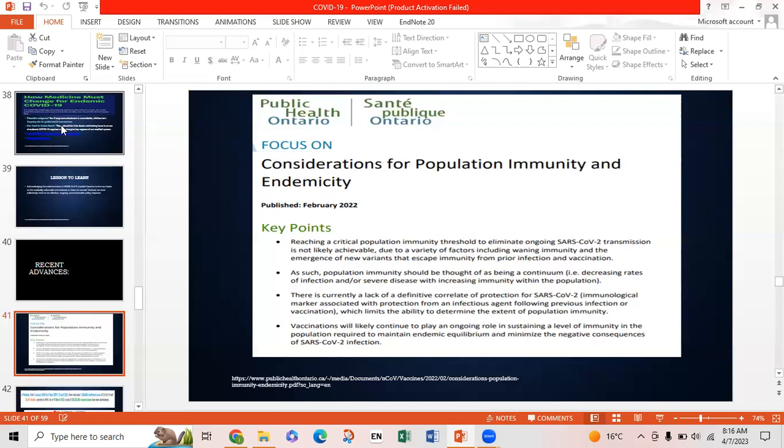There is currently a lack of defined correlates of protection, that is SARS-CoV-2 immunological markers, which limits the ability to determine the extent of population immunity. Vaccinations are likely to continue to play an ongoing role in sustaining a level of immunity in the population that is required to maintain endemic equilibrium.